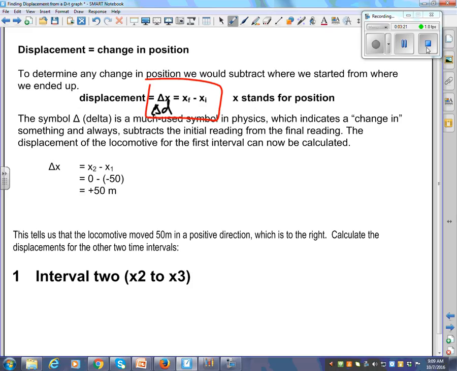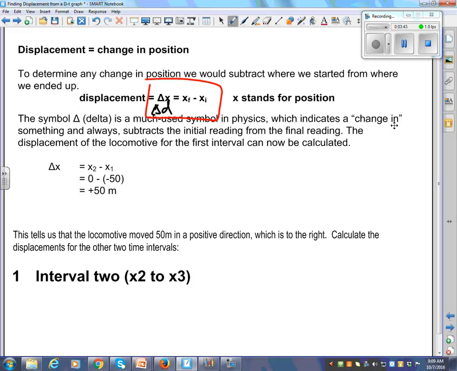Always final minus initial. The symbol delta, the triangle, is a much used symbol in physics, which indicates a change in. Across the globe, the little triangle, the Greek letter D, the delta, stands for change.